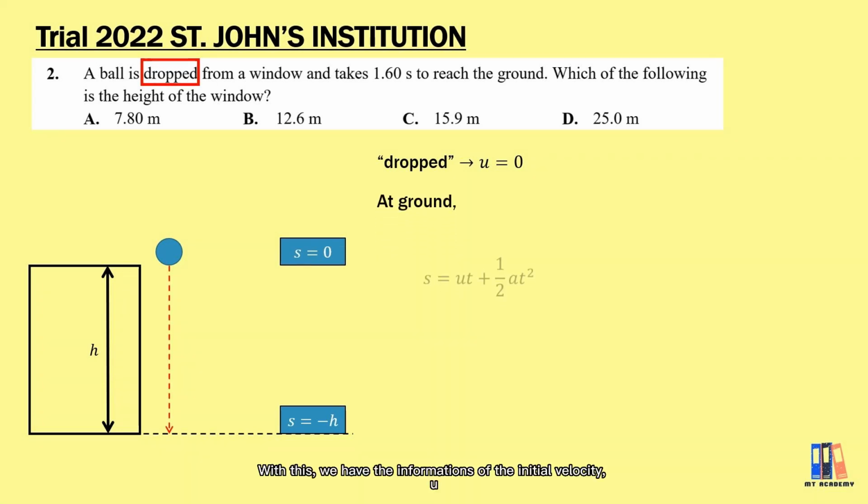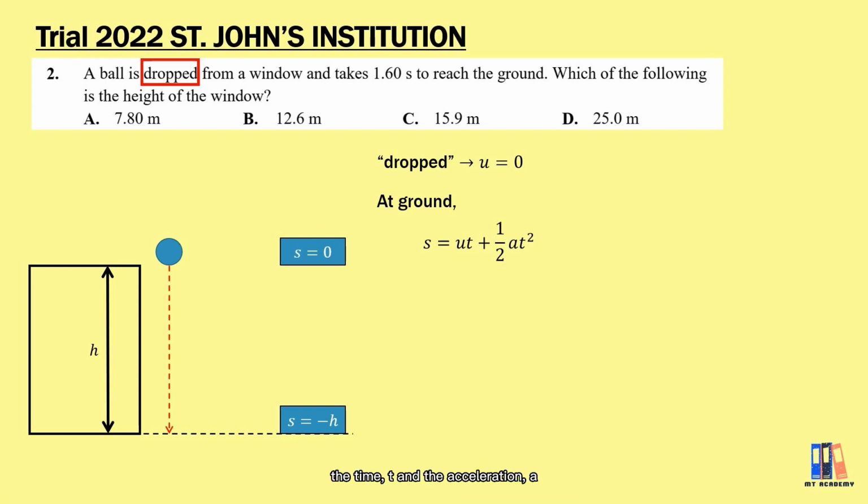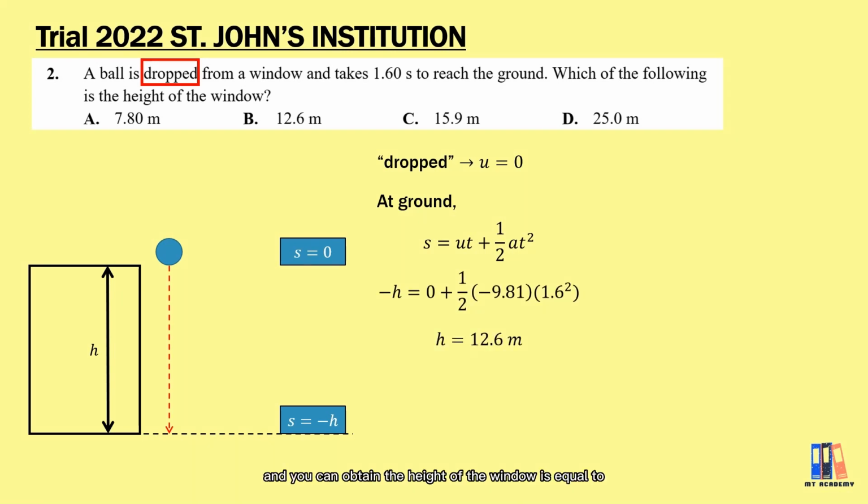With this, we have the information of the initial velocity, the time, and the accelerations, and we need to find out the height of the window. So we can use the formula of S is equal to ut plus half at squared. So just put in the value and you can obtain the height of the window is equal to 12.6 meters.